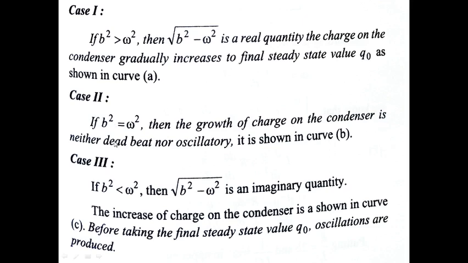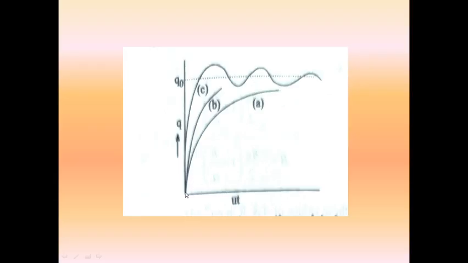In second case, if b square is equal to omega square, then growth of the charge on a condenser is neither deadbeat nor oscillatory, which is shown by the curve B. So charging will not be completed, it will not attain a steady state value.